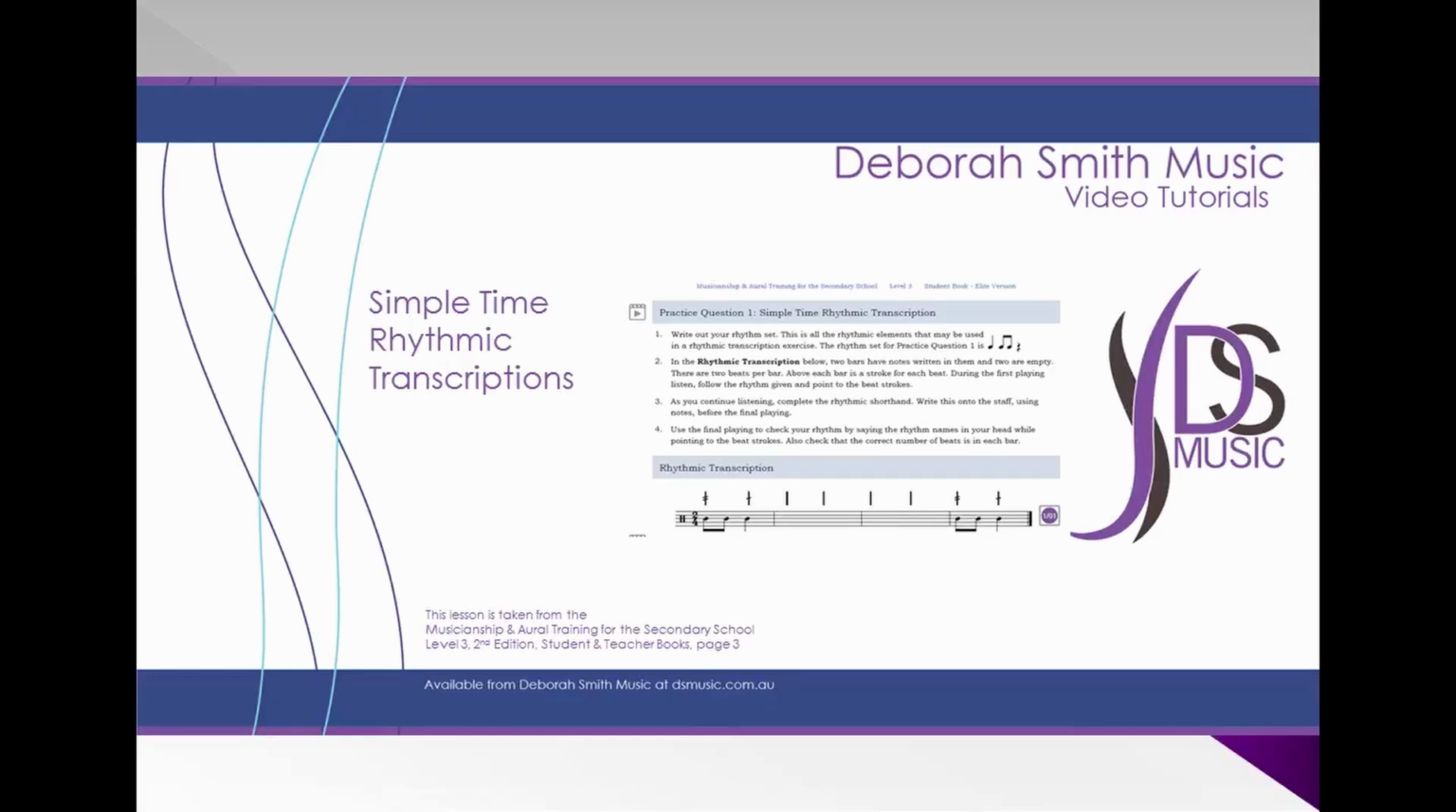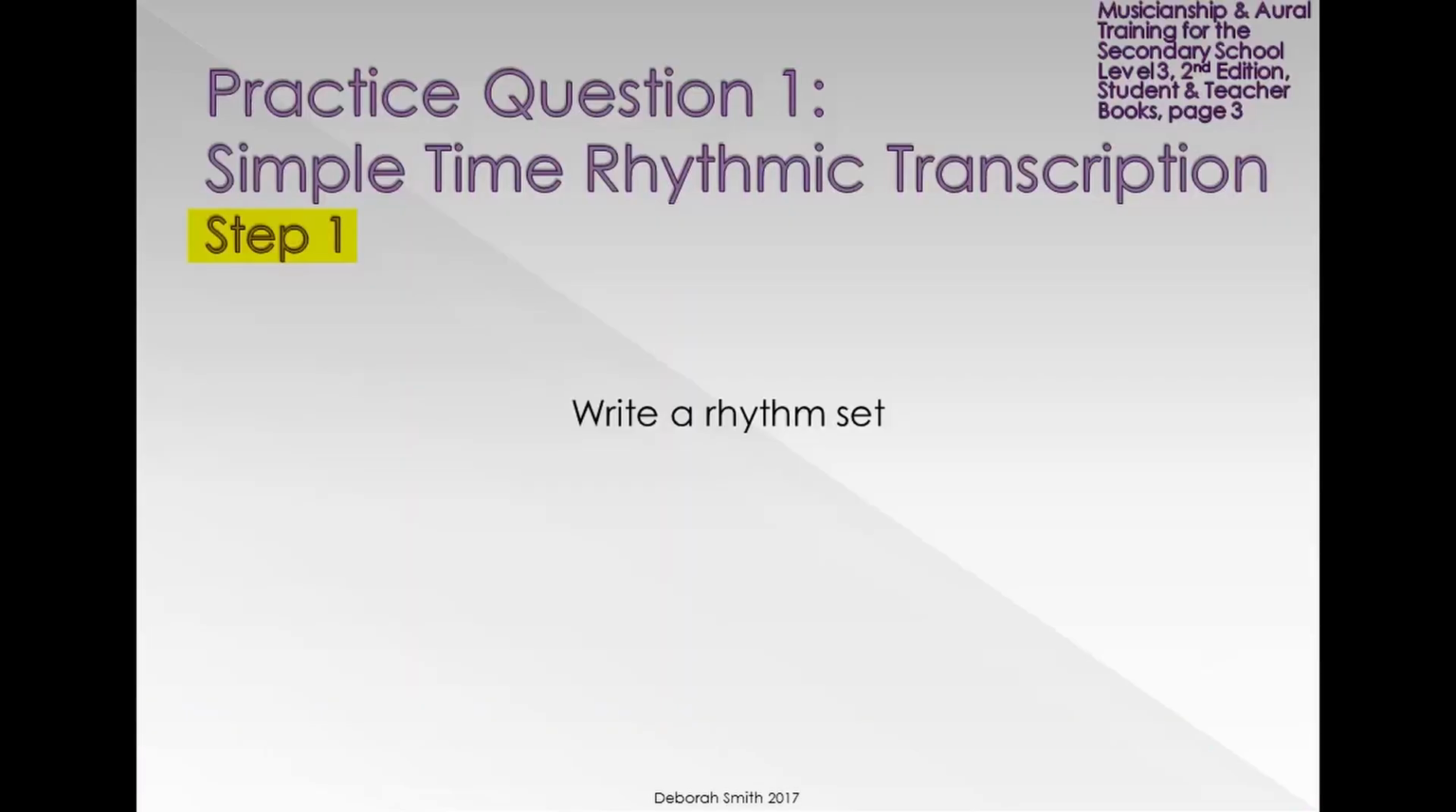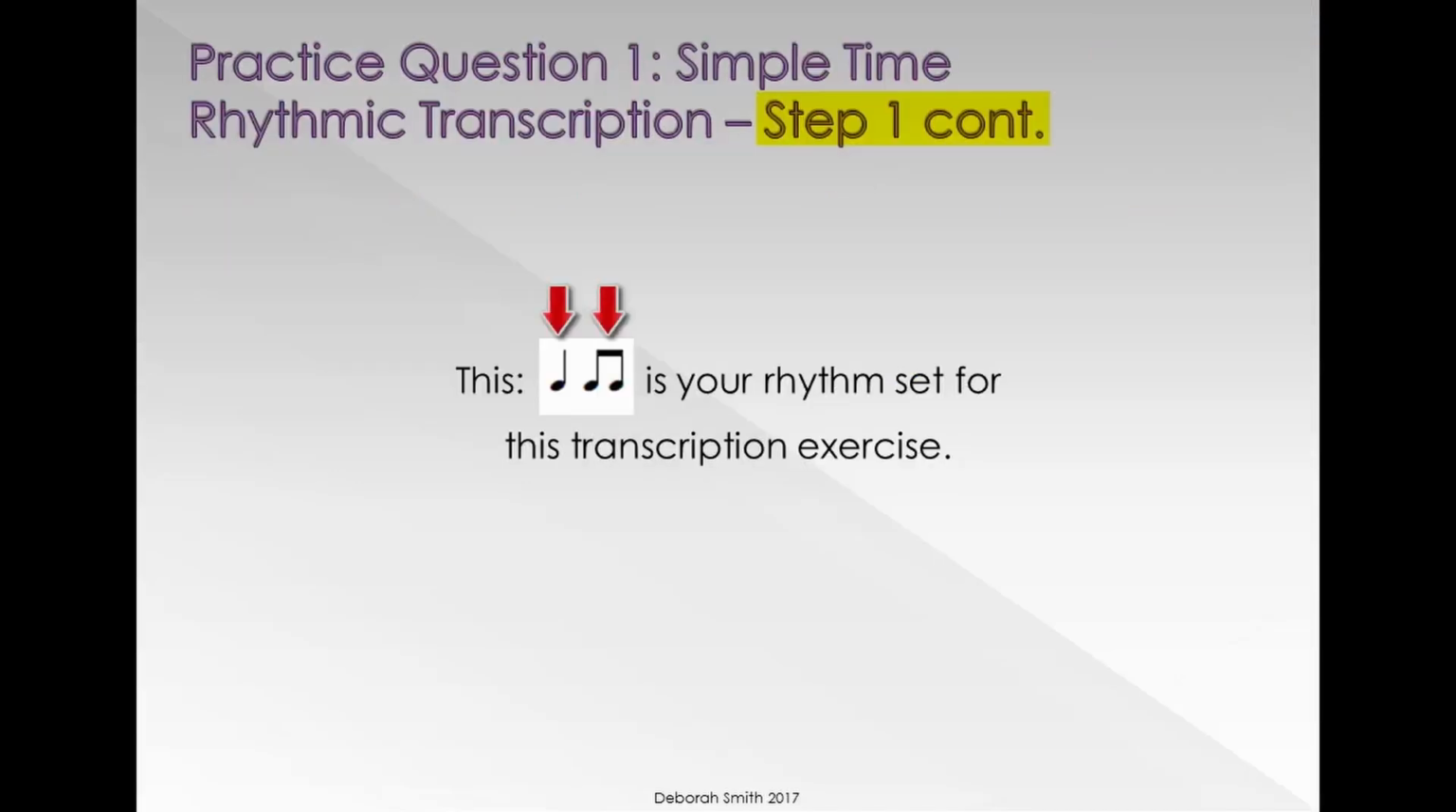Level 3, Section 1, Simple Time Rhythmic Transcriptions. Before attempting a rhythmic transcription, it will help to write a rhythm set. The rhythm set includes all the rhythms you will hear in a transcription exercise. As this particular transcription is a very early one, it will only include crotchets and quavers. Therefore, your rhythm set will look like this.